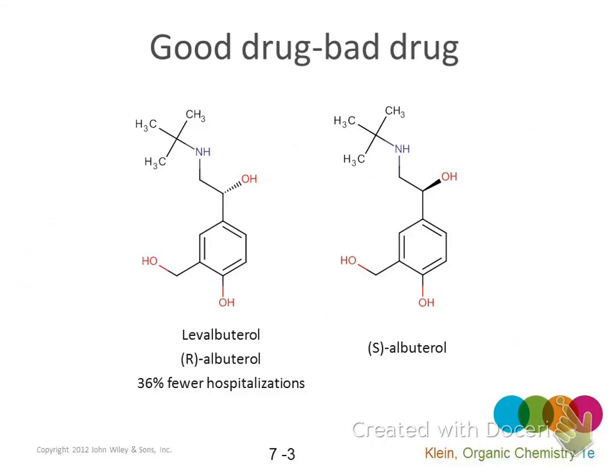And when they did a clinical study of it, they actually separated the R from the S, and they treated people with just the R, or a mixture of R and S, an equal concentration mixture, because that's actually what came in people's inhalers. They've changed that now, but a mixture of these two things. 36% fewer people were hospitalized. That's a lot of people. When you think about how many people have asthma in the Central Valley, that's a lot of people.